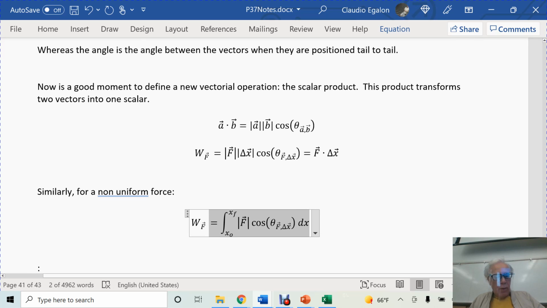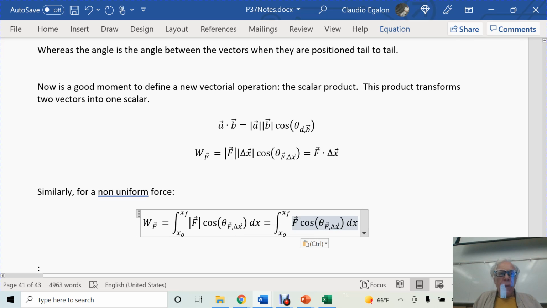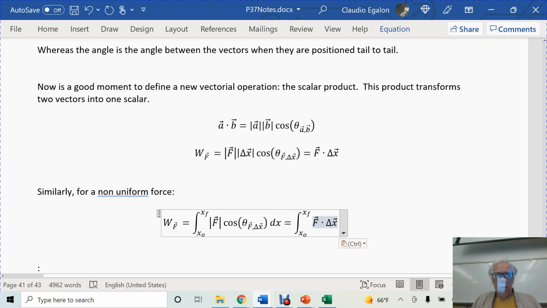We can here write that, in terms of the scalar product, as being F dot dx, the vector dx. I'll write that down as the vector dx.